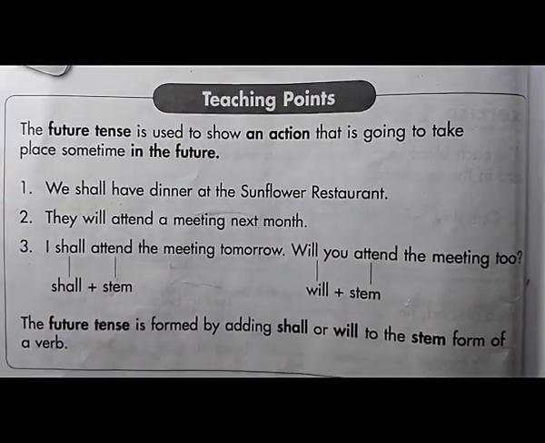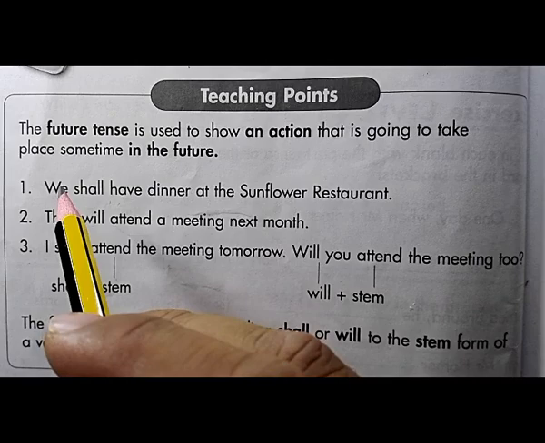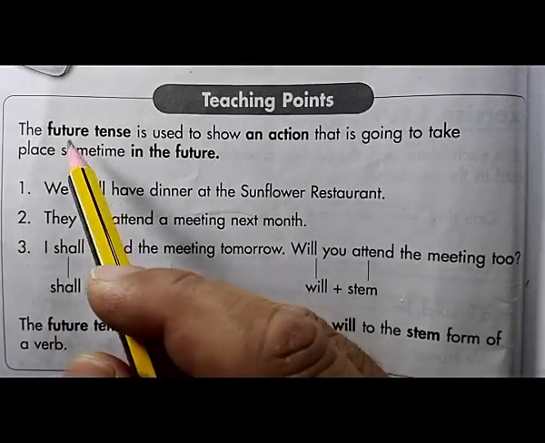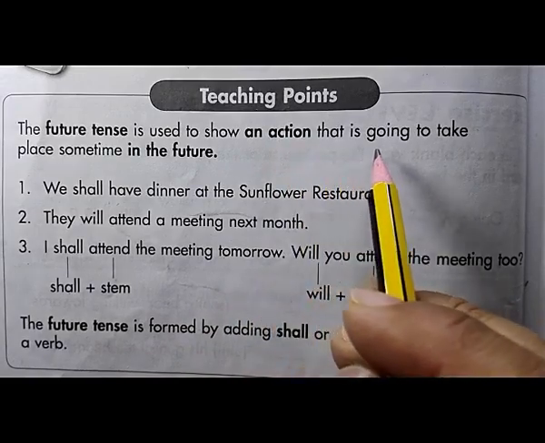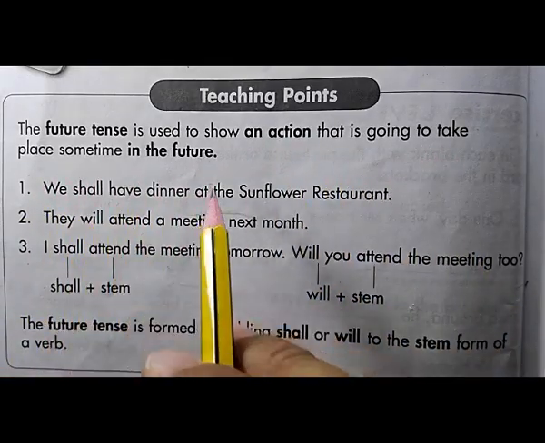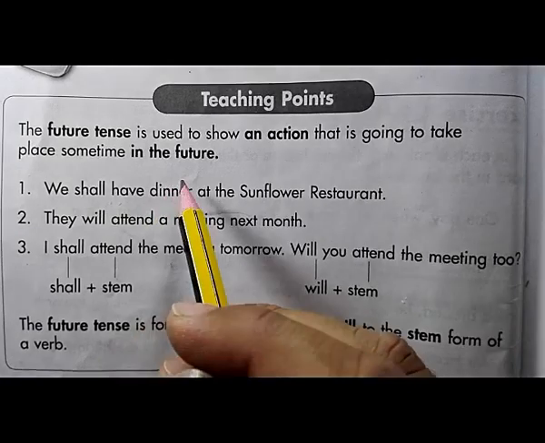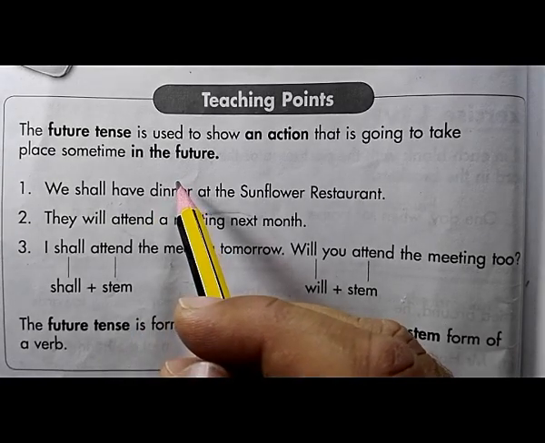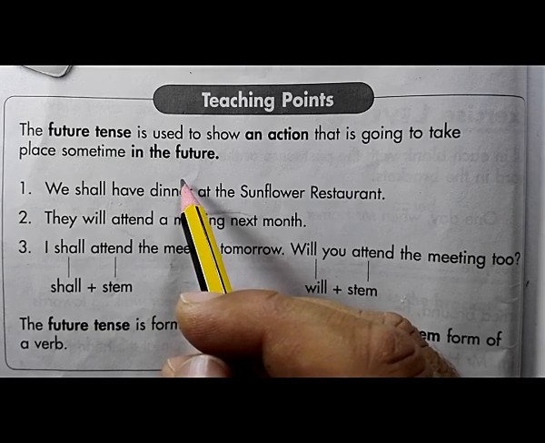In this unit you are going to learn about simple future tense, and its definition is: the future tense is used to show an action that is going to take place sometime in future. It may show your intention that you want to do something in future, you are going to do something in future. You will use this tense.